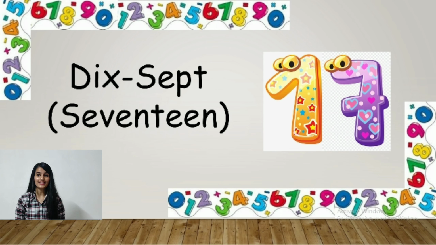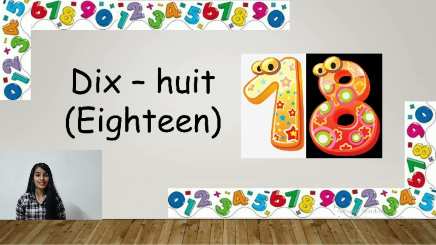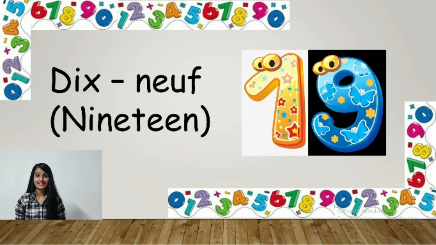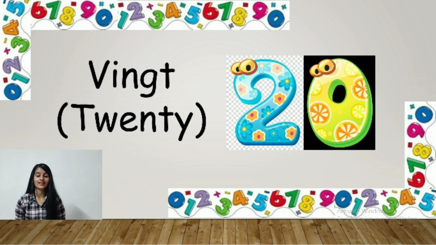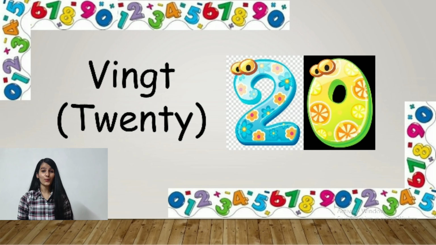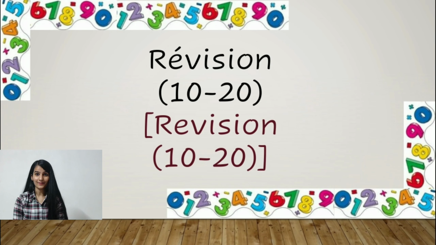Dix-sept, that is 17. Dix-huit, that is 18. Dix-neuf, that is 19. And vingt, that is 20. Now let's quickly revise all the numbers from 10 to 20.